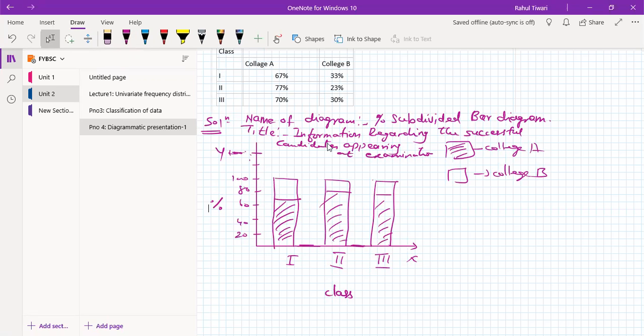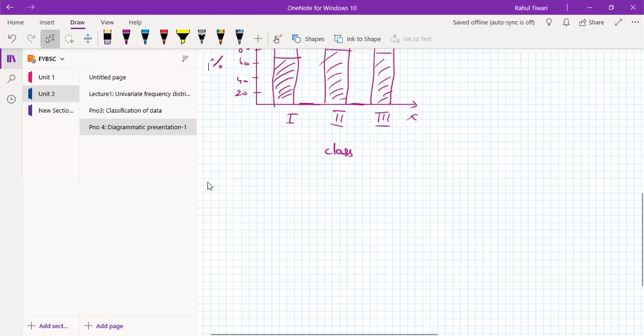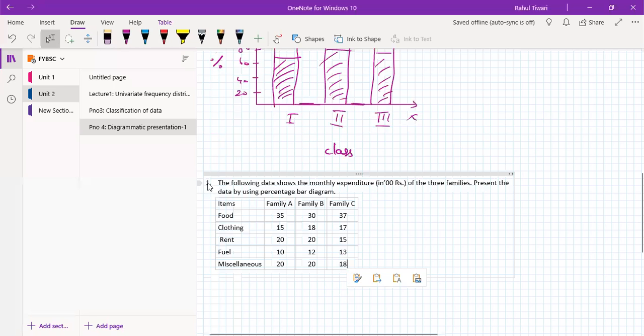Anyone who has joined late or who has not understood anything, I will repeat. If not, let me define the third example. No problem, sir. Yes, very good. Let's see the next example.